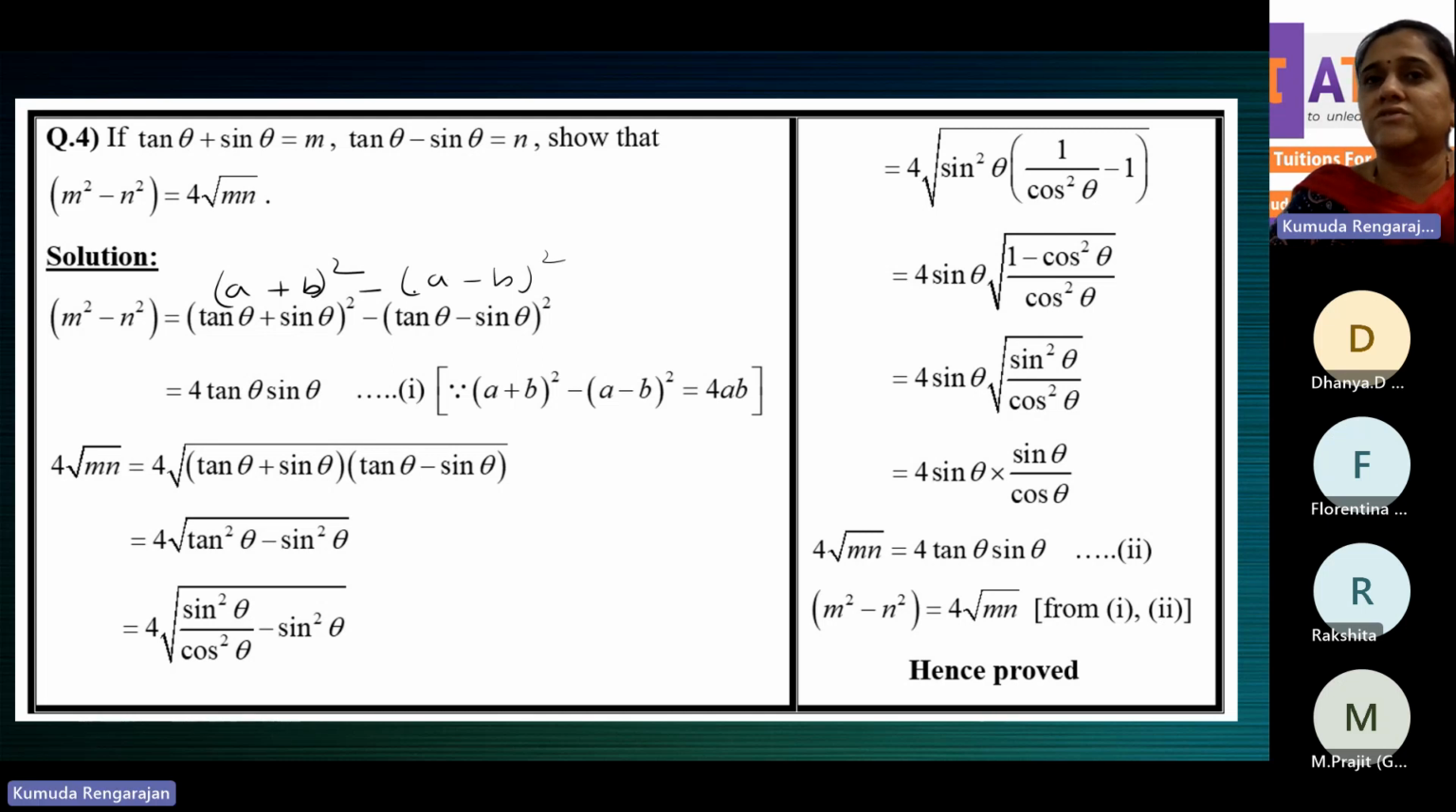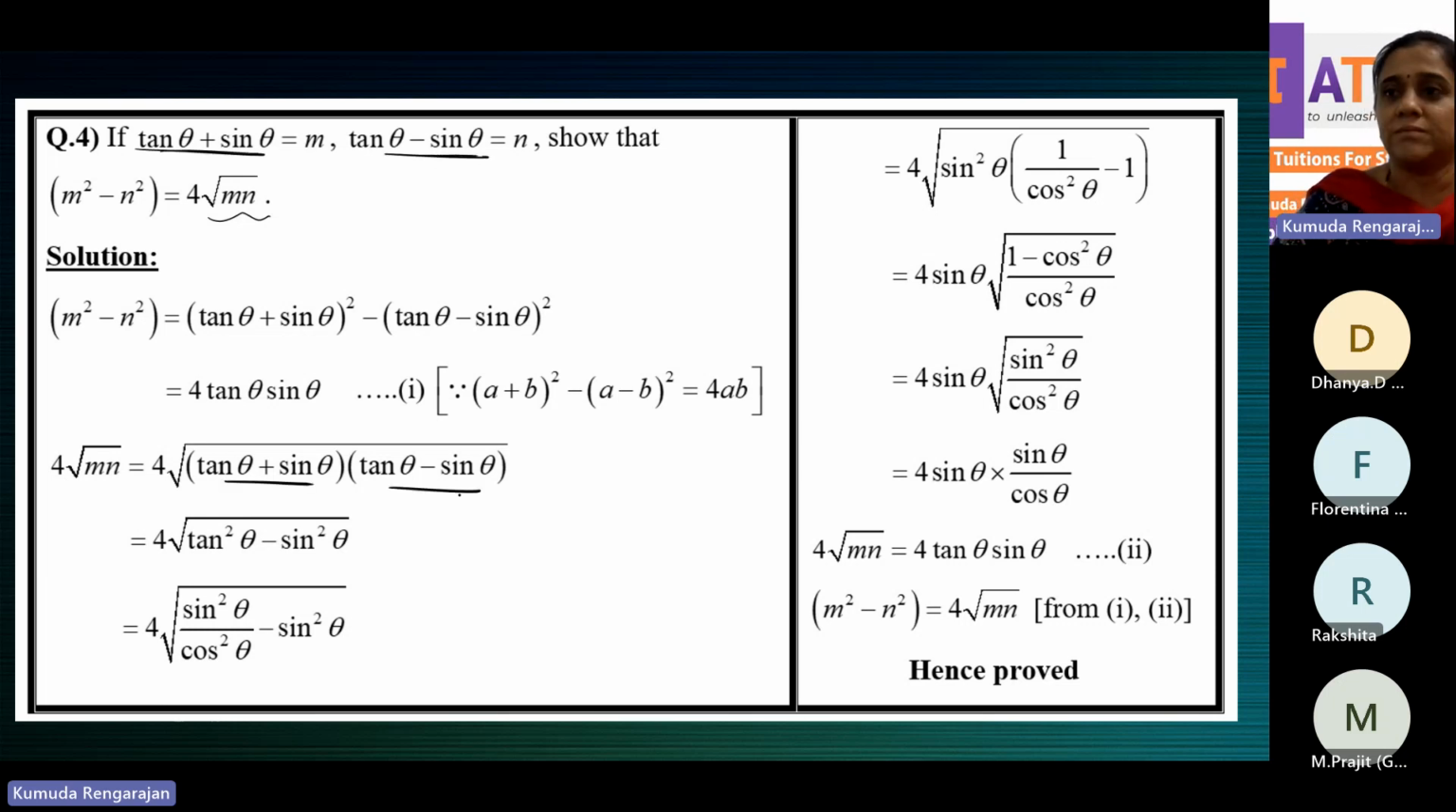So by the identity, it's 4ab, 4 tan theta sine theta. Okay, I've just called this result 1. Now I take up the RHS. RHS is 4 root mn, 4 square root of mn. So 4 into square root of, this is m, this is n. So substitute m and n.